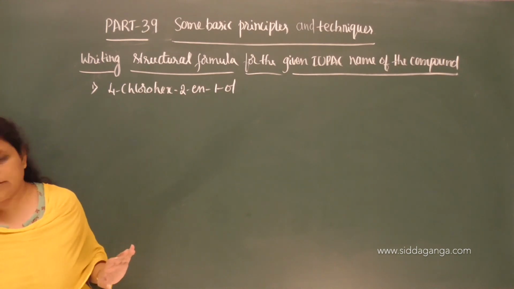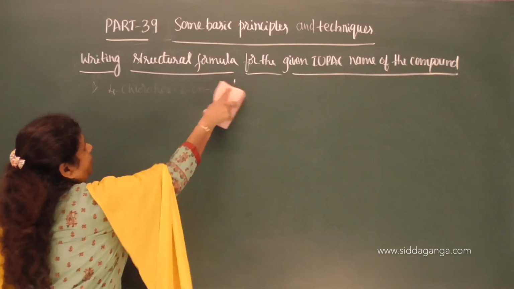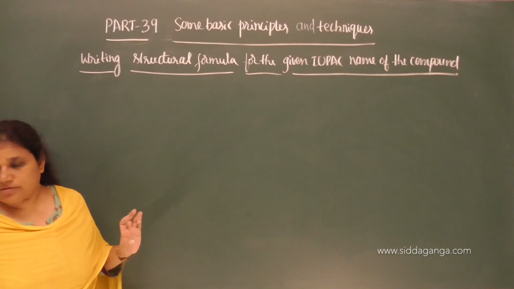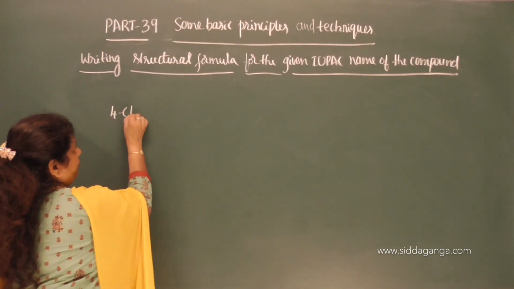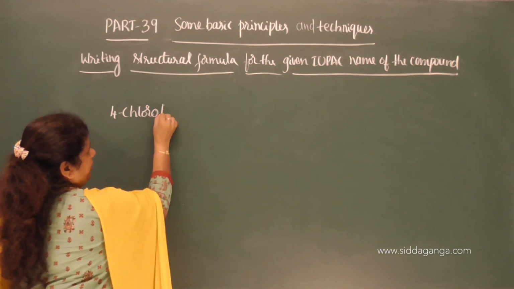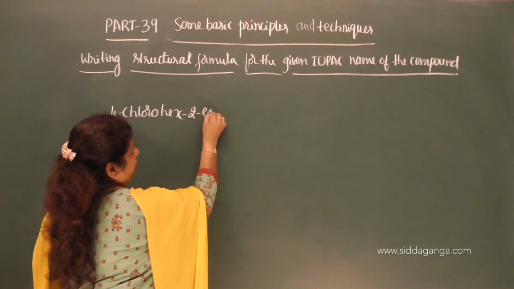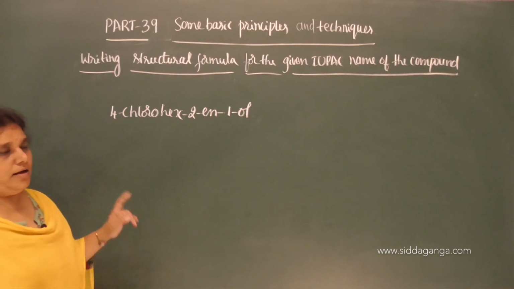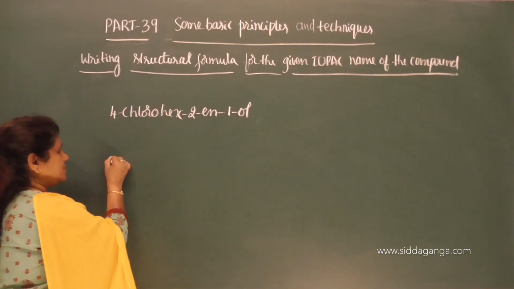So, I will rewrite this here, 4-chlorohex-2-en-1-ol. So, this is the IUPAC name of the compound given. What is the first step?